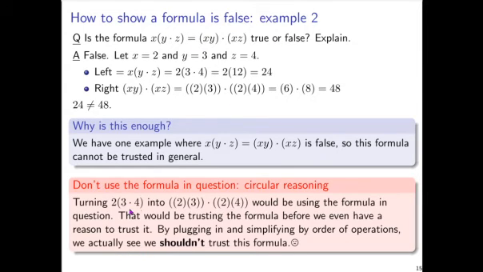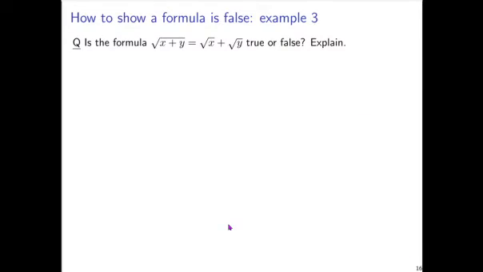So we don't want to apply this formula if it's not trustworthy in the first place. We're seeing here that we need to have a reason to trust this. Turning this into that would be trusting the formula before we even have a reason to trust it.